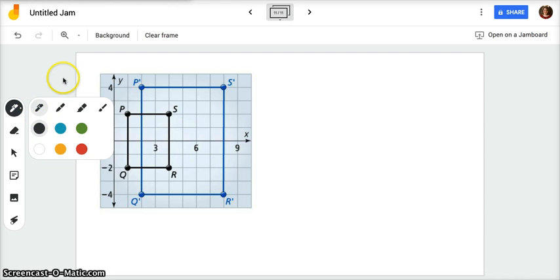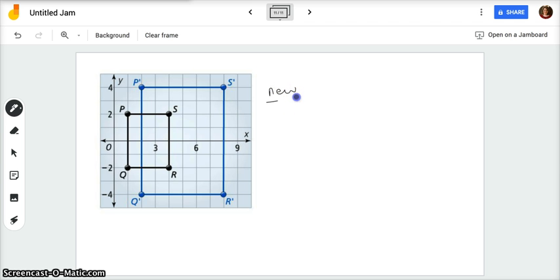So we have our first problem where it's asking us to find the scale factor. So the scale factor, we do the new divided by the old, or the original. So the new one, let's look at line PS. The new one is 1, 2, 3, 4, 5, 6 units. So that's 6 units. Divided by the old, we have to look at PS again. 1, 2, 3. 6 divided by 3 is 2.